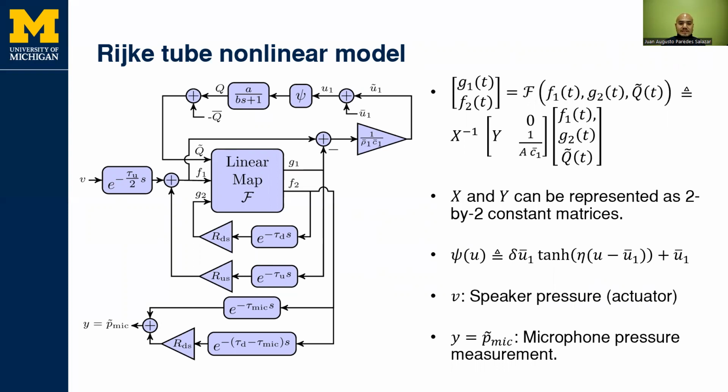The psi function is a biased smooth saturation nonlinearity that limits the effect of the feedback between the heat and the airflow velocity near the coil. This is a modification introduced in the models in references 3 and 4, and based on the model in reference 2 and our insight on nonlinear oscillators. The input of the model V is the speaker pressure, and the output of the model Y is the microphone pressure measurement.